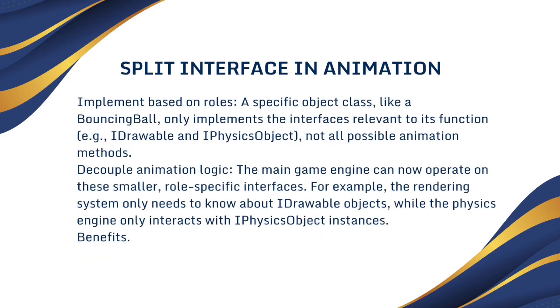Split interface in animation. Now we implement these based on roles. For example, a bouncing ball class will only implement the interfaces relevant to it, such as IDrawable and IPhysicsObject, but not all animation methods. This helps decouple the animation logic. The rendering system only interacts with drawable objects, while the physics engine interacts with physics-based objects.